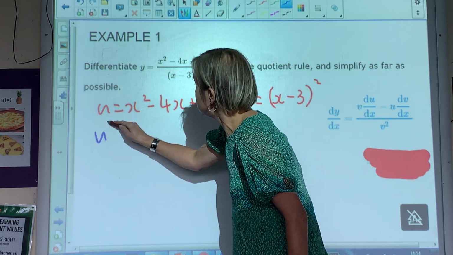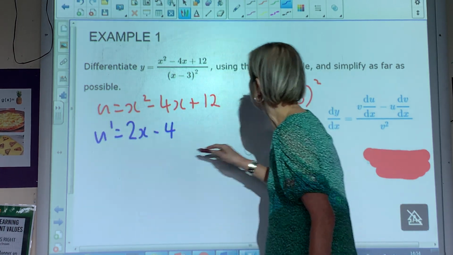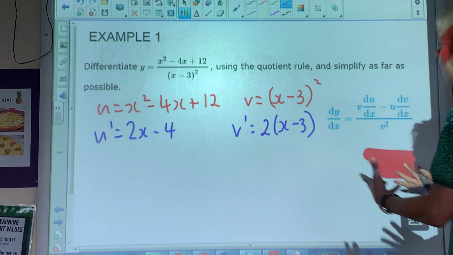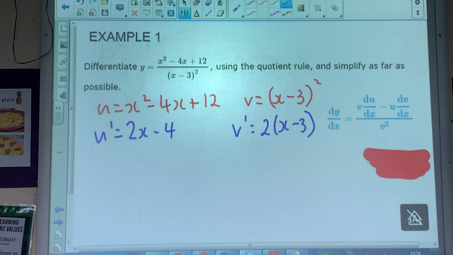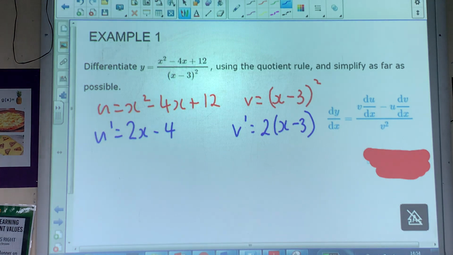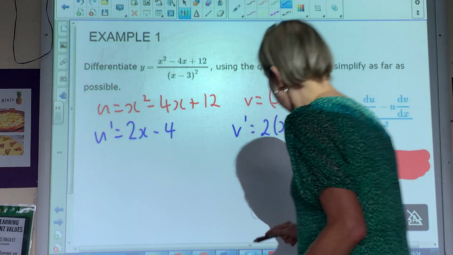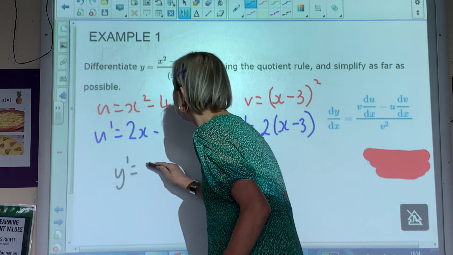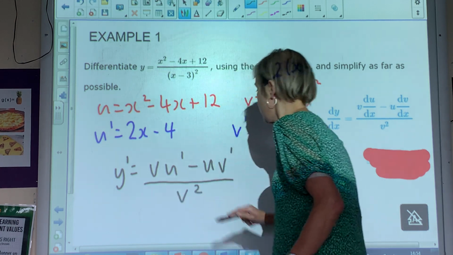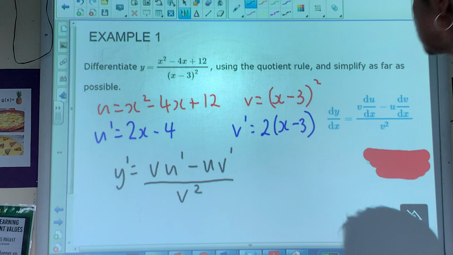And then I'm going to differentiate. So I'm going to get 2x minus 4. And I'm going to get 2 bracket x minus 3 all multiplied by 1, the derivative of the bracket. So I used the chain rule there. I'm now going to quote my quotient rule, v du dx minus u dv dx all over v squared. In fact, I'm going to use the shorthand one because I think this is what I would probably use. It saves time and does the job.